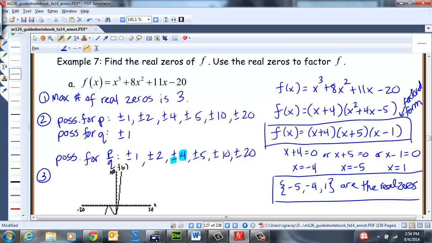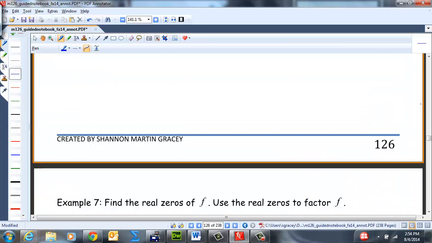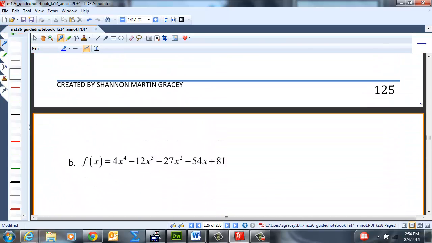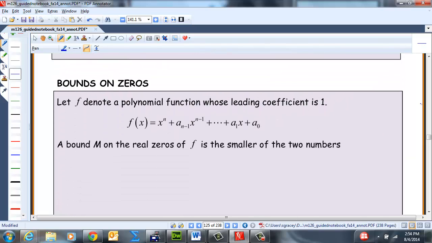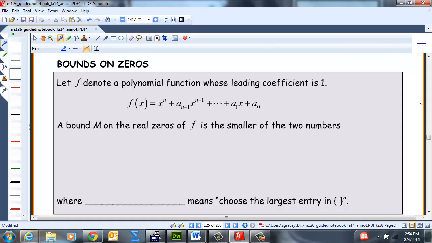Okay, so let's go back now and talk about, I think the next thing up was bounds. Yes, so bounds on zeros. And this one's going to look a little bit mean. I'll warn you ahead of time. But it's useful, especially for the graphing calculator. I don't know if you remember, but we were having some trouble, right, with our window in the last section. And if we had this rule for bounds on zeros, it would have been easier for us.